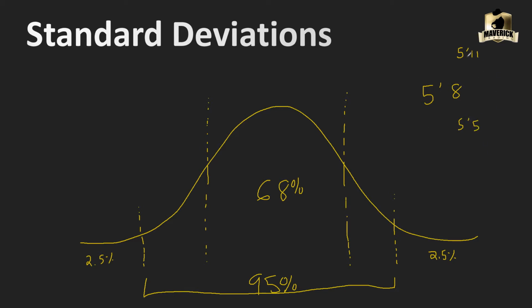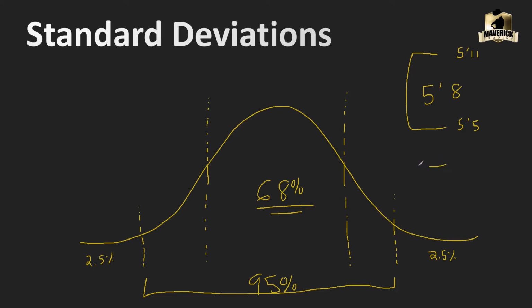So what does that mean? What do these numbers suggest? Well, if you took 1,000,000 males in the US and asked, what is your height? What is your height? What is your height? And you took all of that data, you'd figure out where 68% of all that data resides. In this case, 68% of the men in the US are somewhere between 5'5 and 5'11. That's the vast majority.